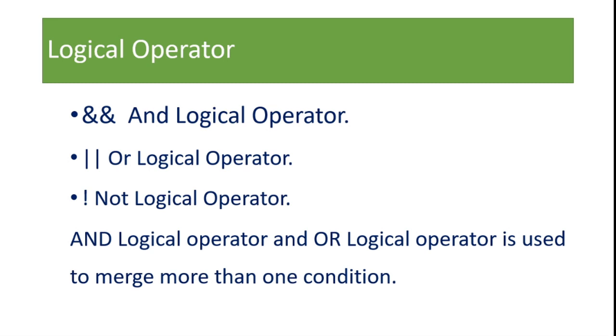And if more than one condition is there, if we have to use more than one condition in an if statement, then we have to use logical operators. Those operators are the and, or logical operators, which are used when there is more than one condition. And the not operator is unary, I mean it works on only one condition. The and, or logical operators are used if more than one condition is there.